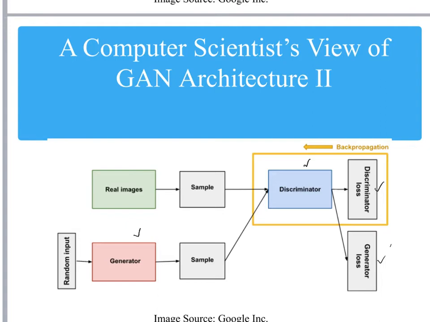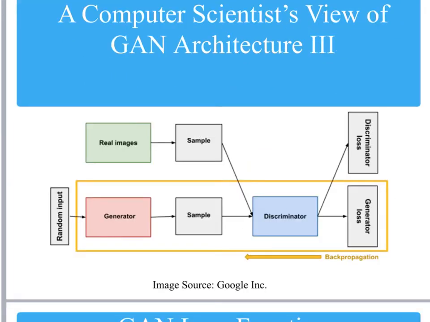So let's hold the generator loss fixed, okay? Keep it fixed, and then train the discriminator. So you take in the data and create the discriminator loss, and through backpropagation, you update the discriminator parameters or weights. Now let's do the same thing for the generator loss. In this case, you hold the discriminator loss constant and then train the generator.